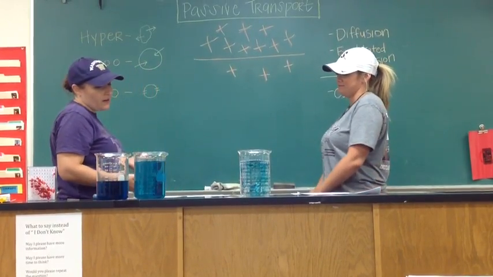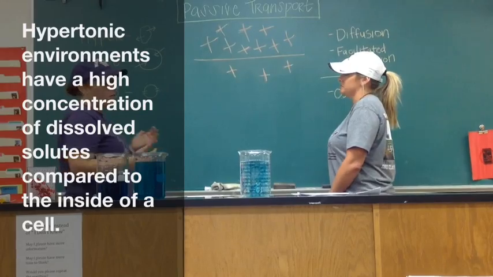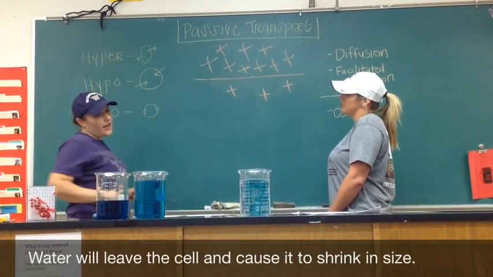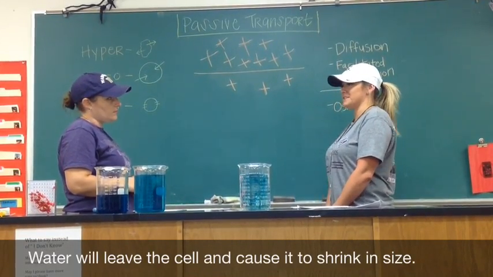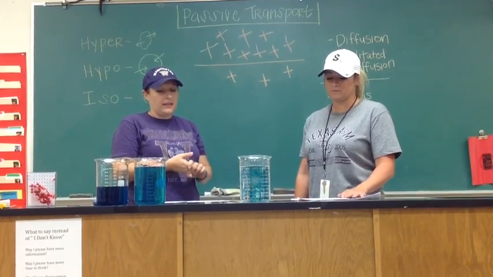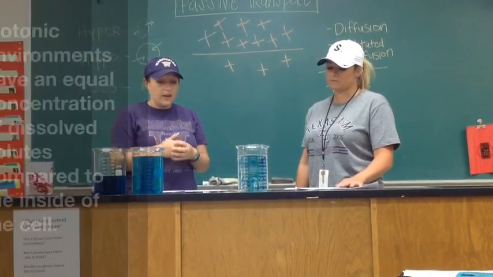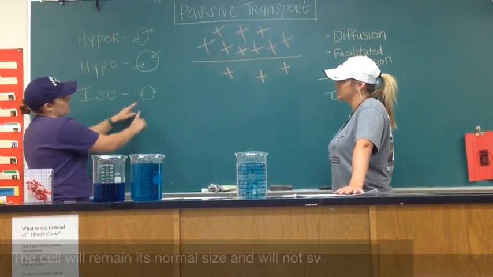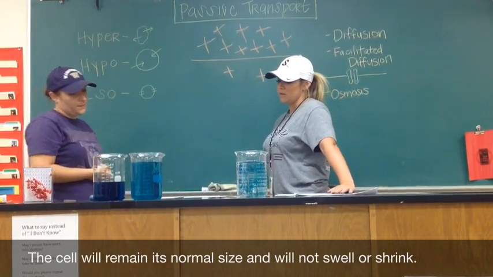Now hypertonic environments have a high concentration of dissolved solutes compared to the inside of the cell. So what happens there is water is going to leave the cell and the cell shrinks. Alright, so hypertonic solutions make cells shrink. Exactly right. Isotonic environments have an equal concentration of dissolved solutes compared to the inside of the cell. The cell will remain its normal size and will not swell or shrink. That's like this one. They're going in and out, but it's equal. So that's why there's equal signs.